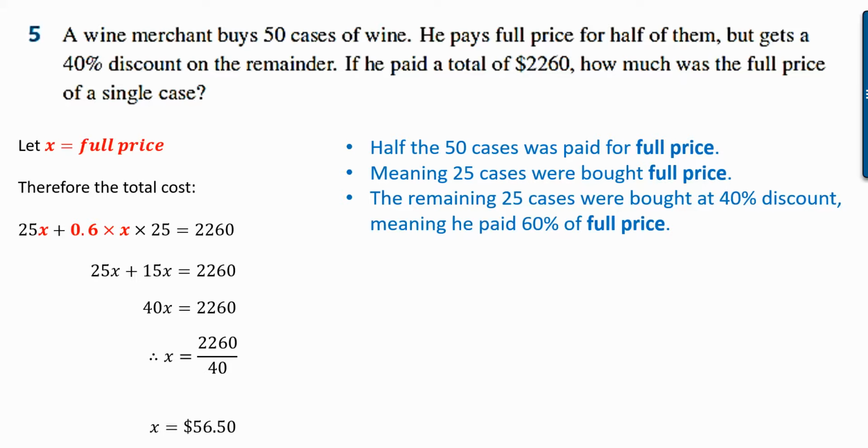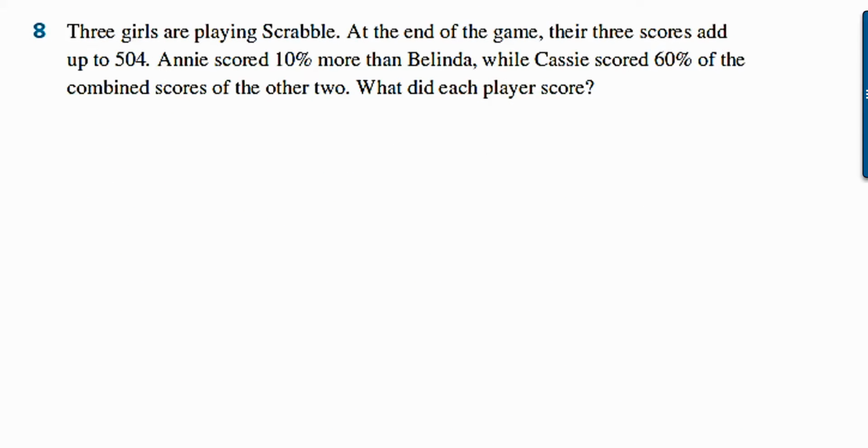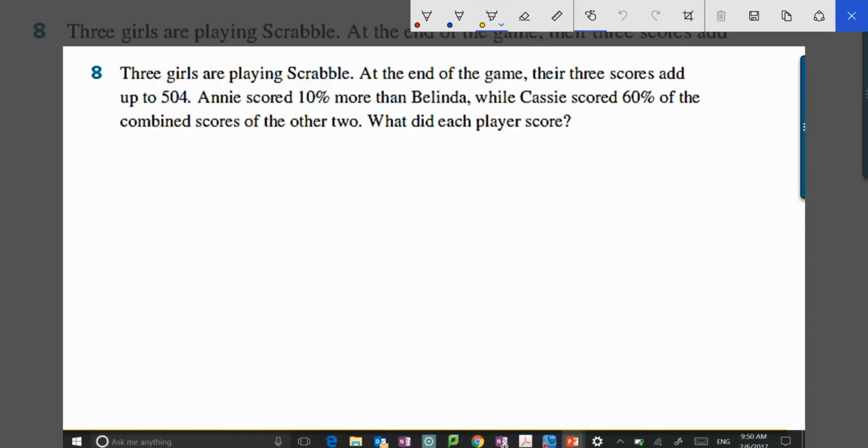Next one. 3 girls are playing Scrabble. At the end of the game, there are 3 scores, so you've got 3. The first thing I'm looking at is playing Scrabble. That doesn't seem to help me in any way, so I'm going to ignore that first line. It says at the end of the game, so I finished the game, there are 3 scores, adding up to 504. So in my head already I've got 3 scores, so 3 numbers. Add together gives 504, so in my head I would have been saying x plus y plus z. If you add them all together, that should give you 504. That's the first thing that I'm reading from the first line.